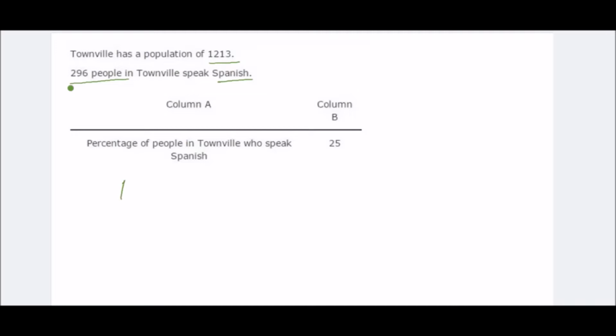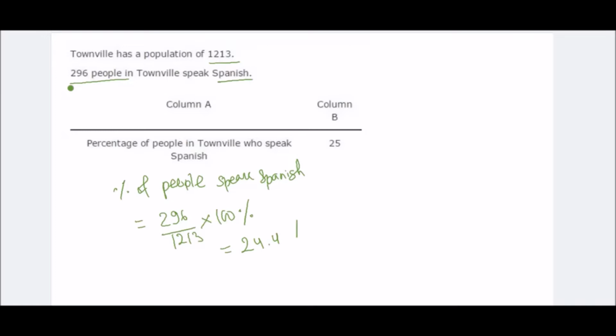So we can easily find out the percentage of people who speak Spanish is equal to 296 divided by 1213 into 100%. So it will become 24.4%. So quantity B is greater and our answer will be B.